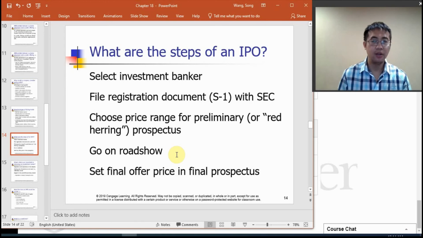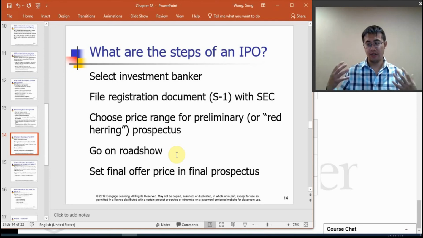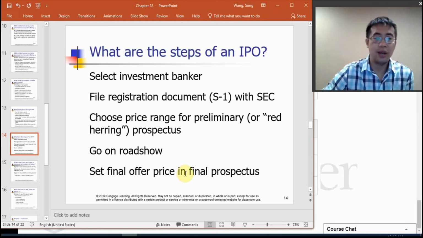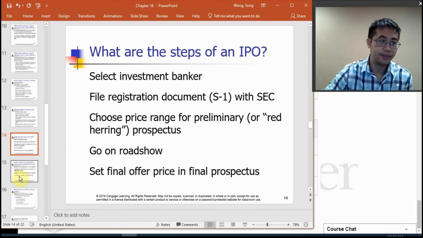It is between you, the company, and the major first buyers. Okay, and you will need them to subscribe to your shares, and to book your shares you need to build the book, and you hope that the buyers would oversubscribe your shares so you can sell at a higher price. And then you're going to set the final offering price in the final prospectus.